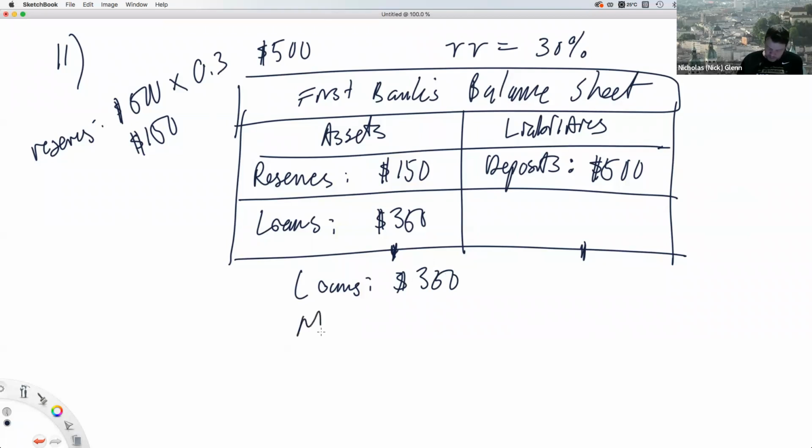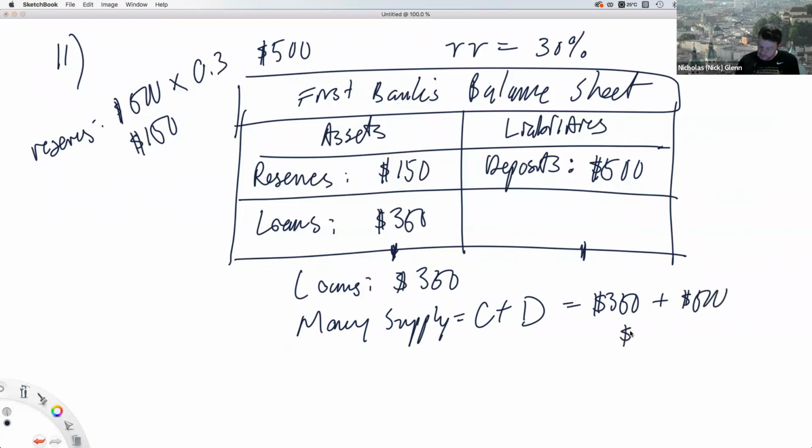What about the money supply? Well, the money supply is currency plus deposits. The currency, well, that's his loans. When the bank loans this out, they're giving the currency to this person who's taking on a loan. What about deposits? Well, that's $500. So the money supply now is $850. So it grew by $350.